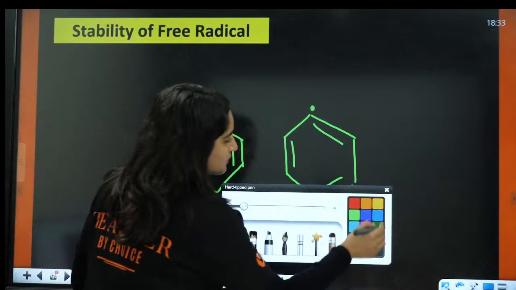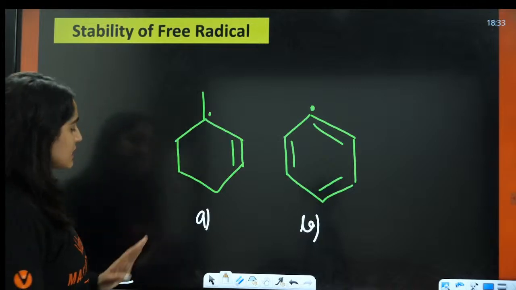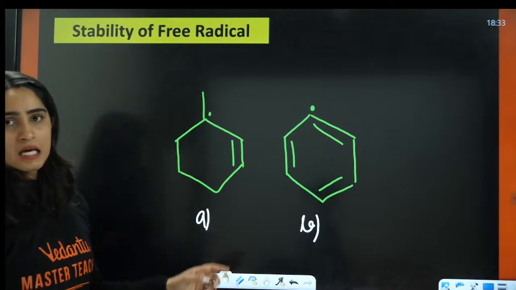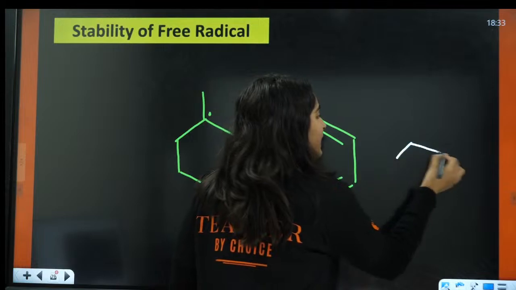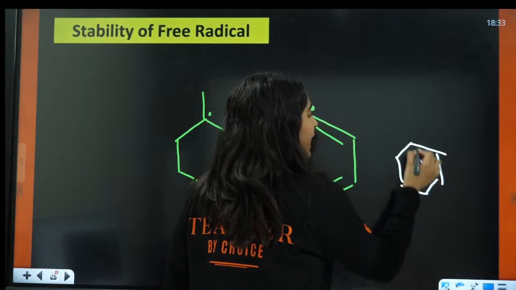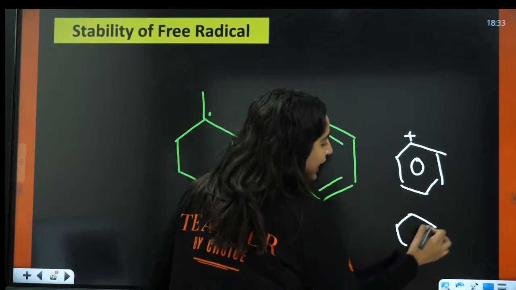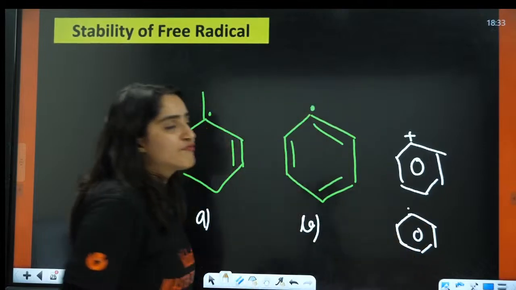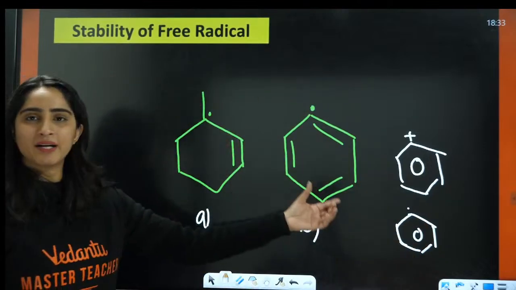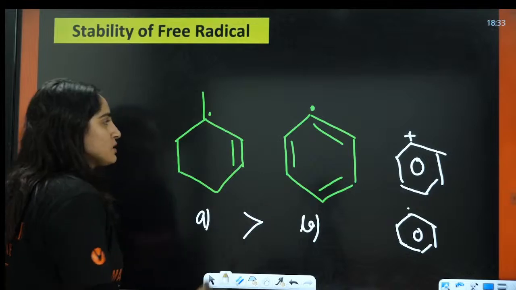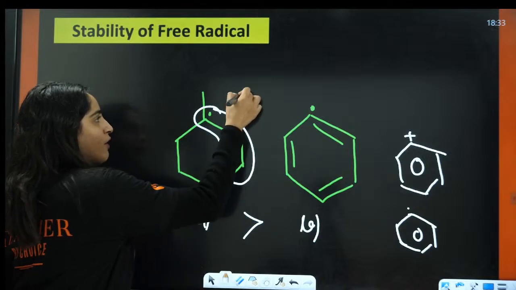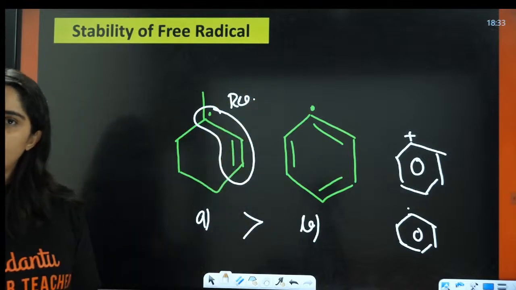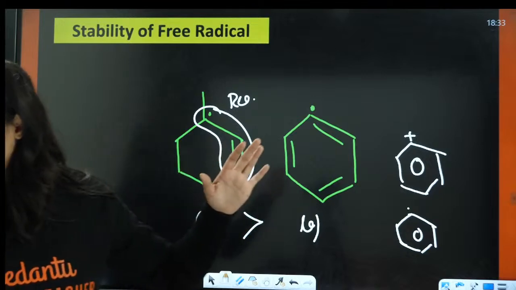But as you can see, the phenyl carbocation and the phenyl free radical are very unstable. So this is automatically very unstable as compared to this one. Here you have resonance. So A is more stable than B.